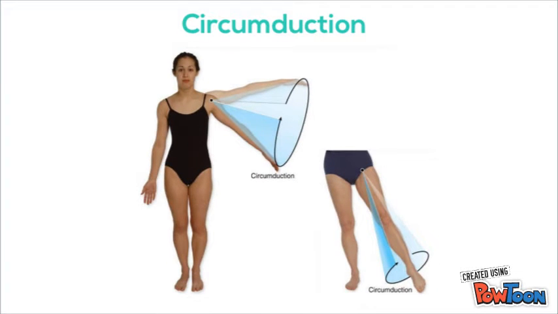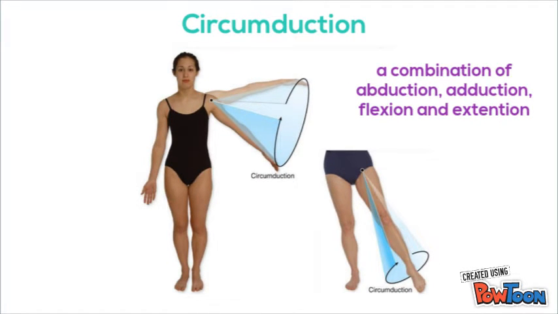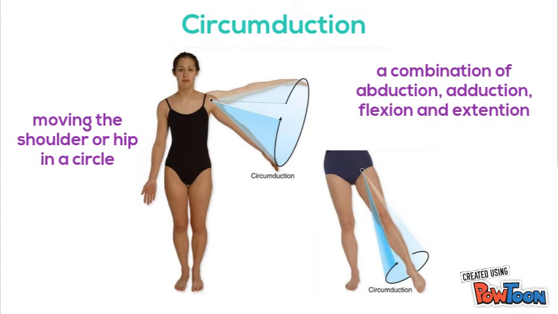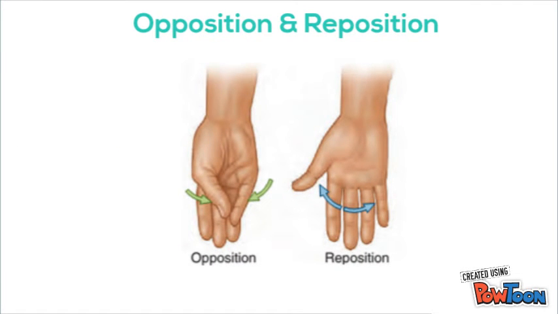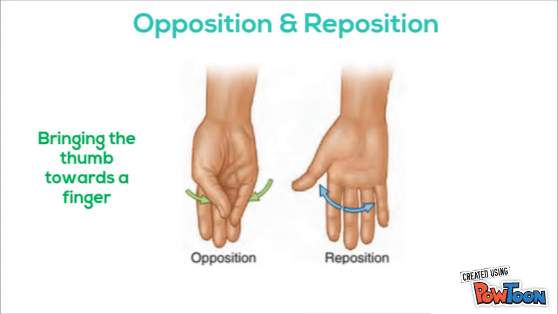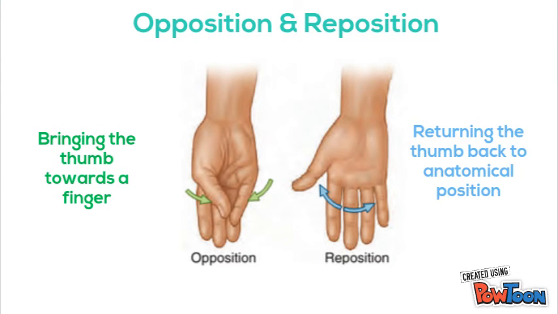Circumduction is a combination of abduction, adduction, flexion, and extension. It is moving the shoulder or hip in a circular motion. Next is opposition and reposition. Opposition is bringing the thumb towards a finger. Reposition is returning the thumb back to anatomical position.